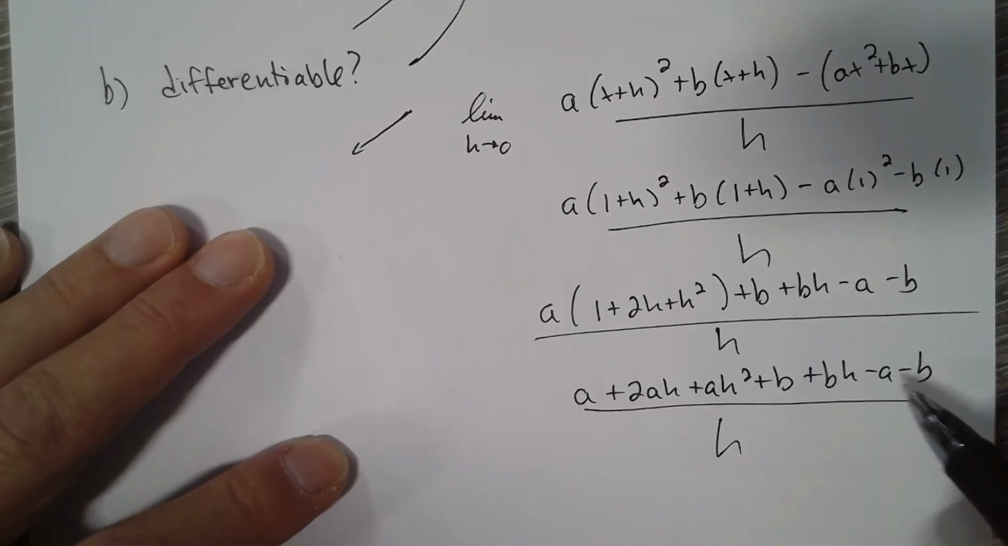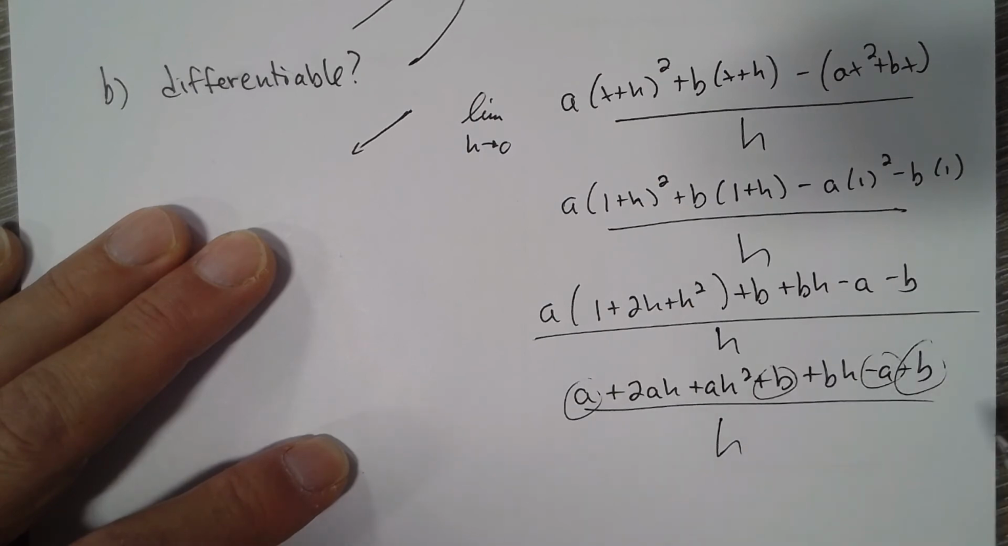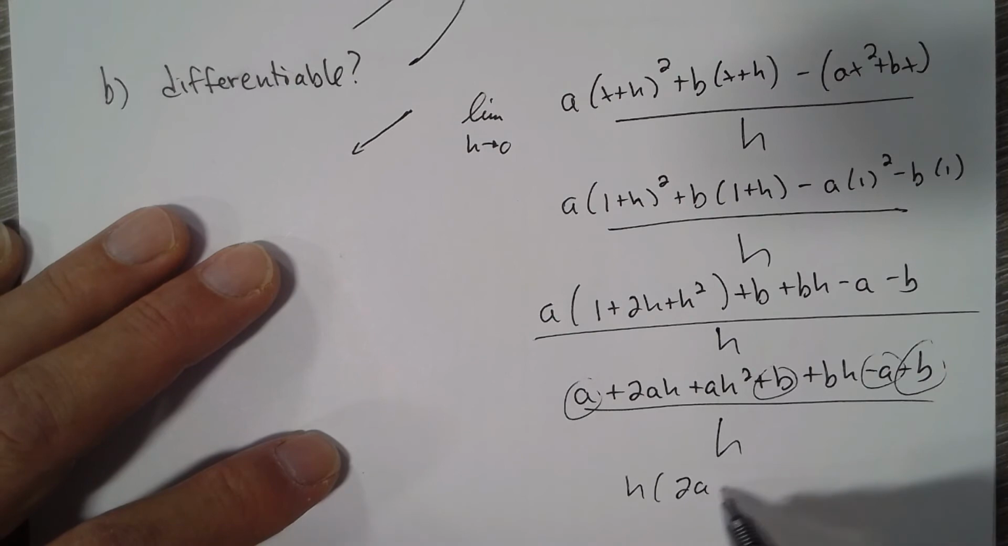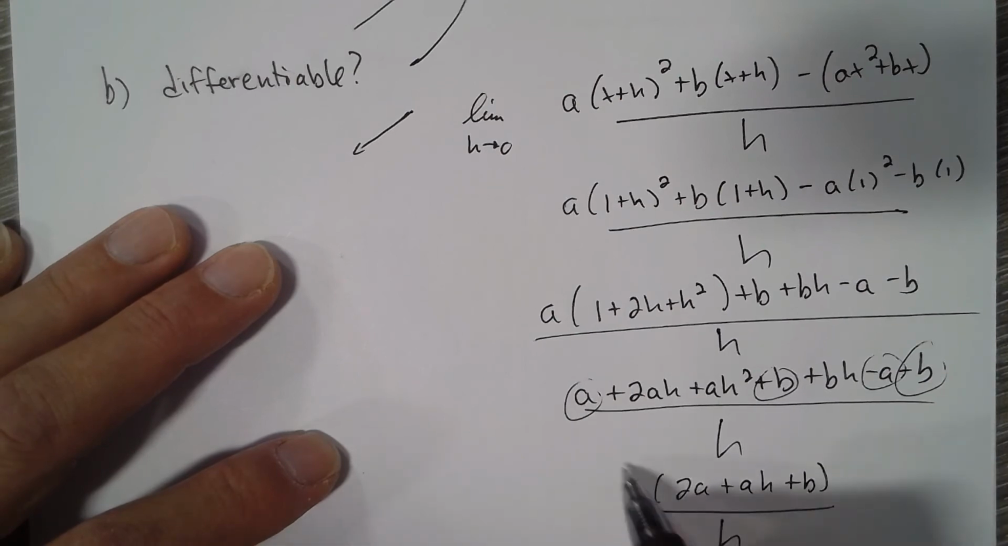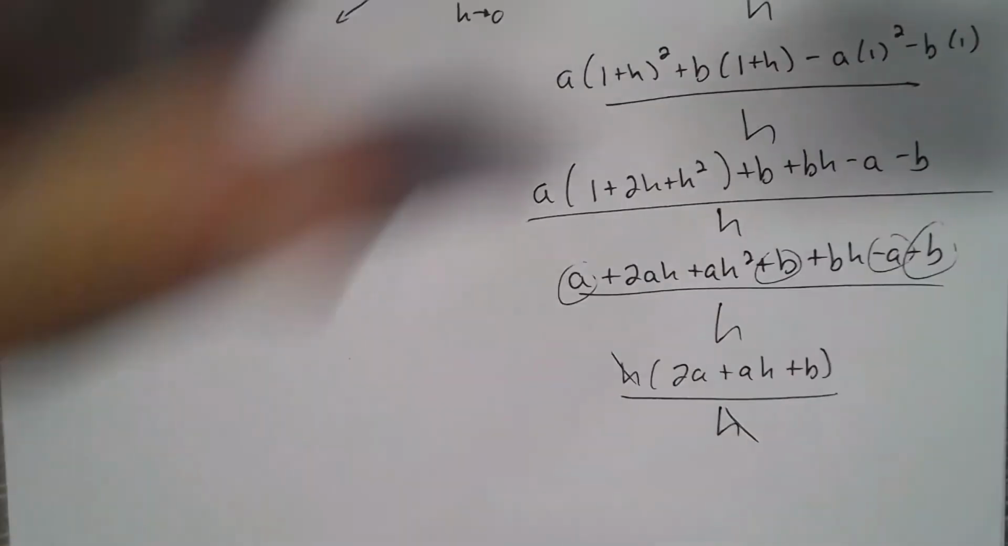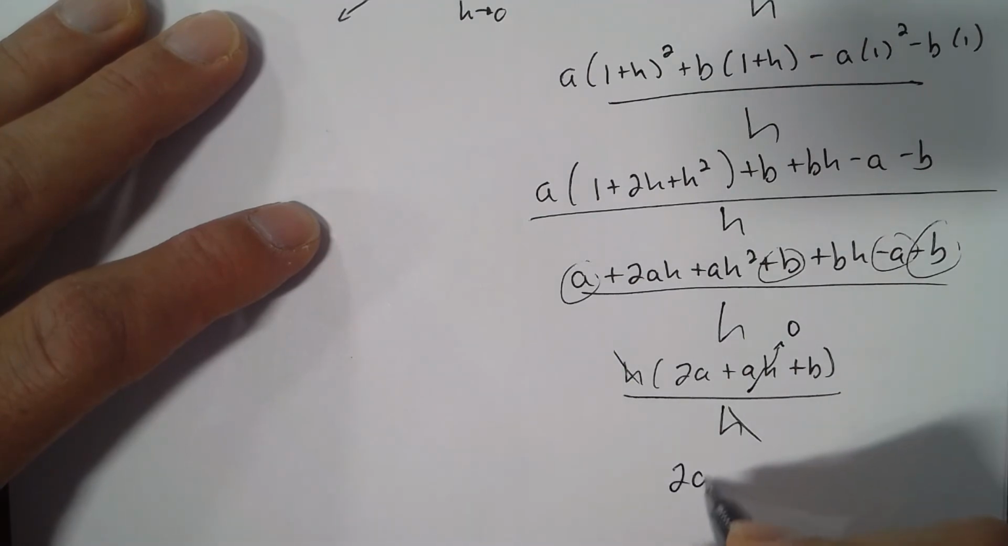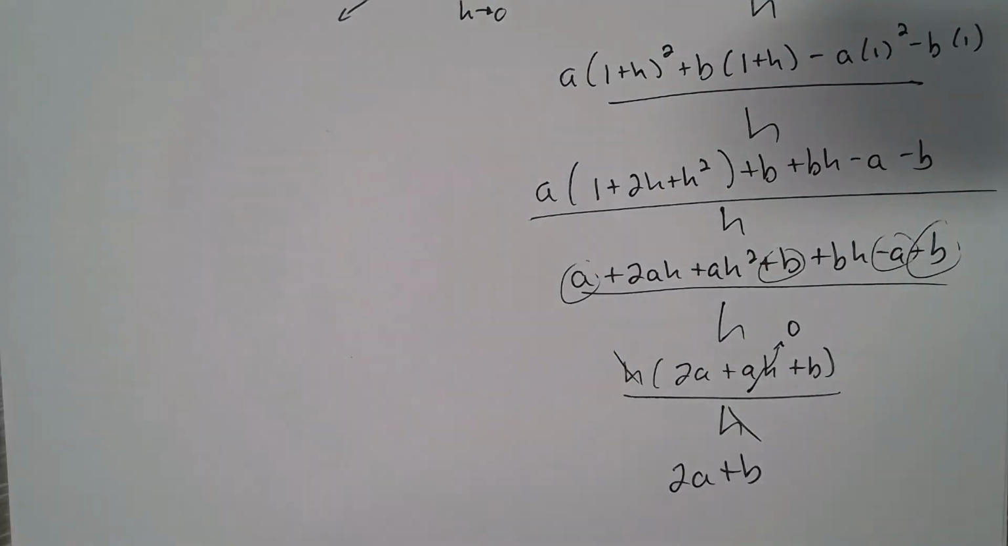Over h, the a's are gone, the b's are gone. You can take an h out of the top. I'm left with 2a plus ah plus b. And then we know that h goes to 0. So I get 2a plus b for an answer.